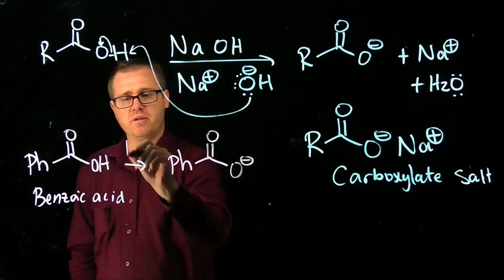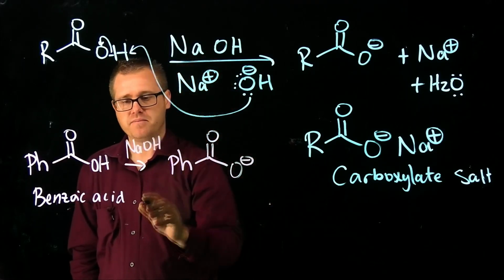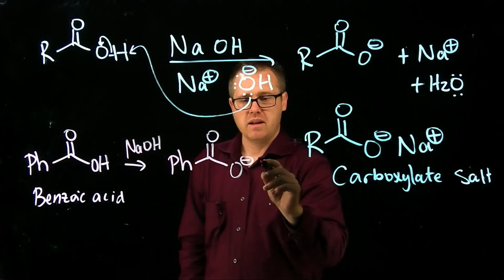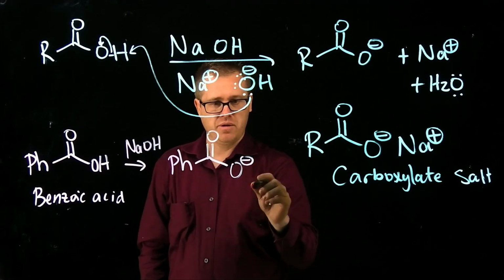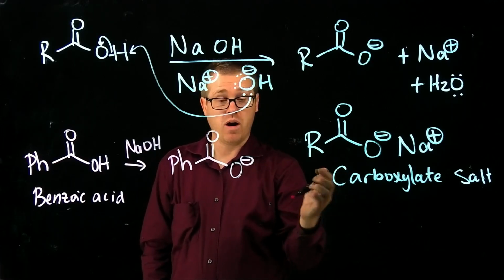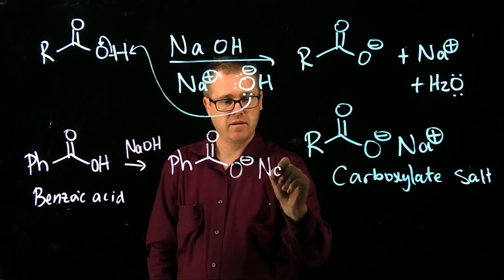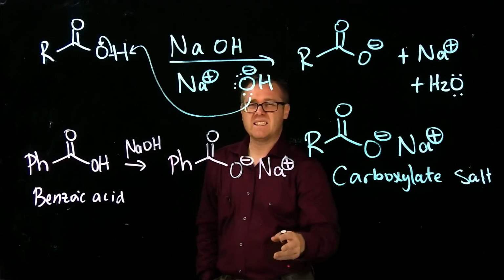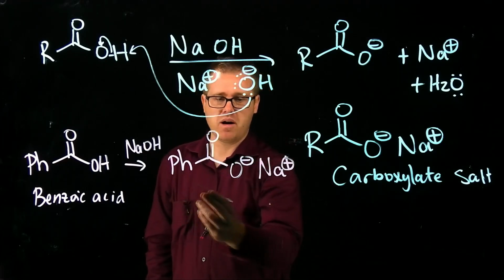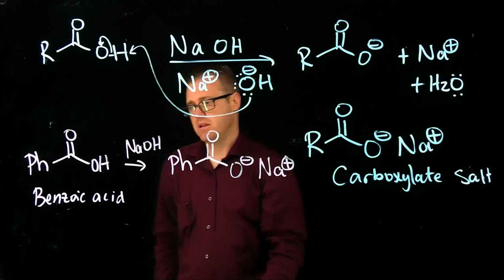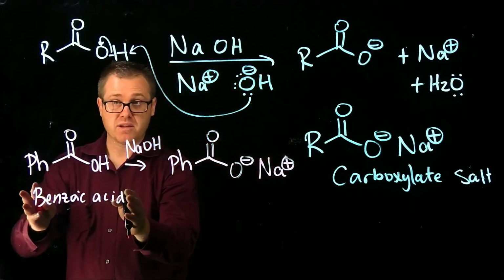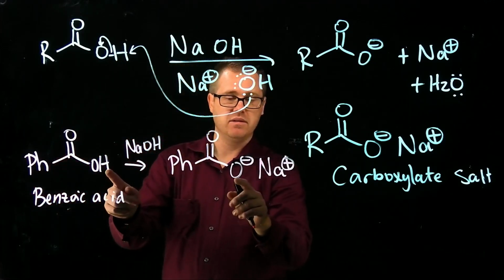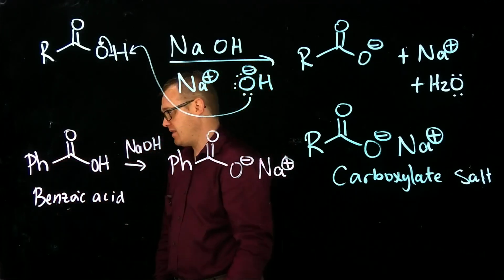Like that. Let's say we use sodium hydroxide again to form the carboxylate. And then you're going to evaporate off the water and you're going to make the carboxylate salt. Well, what is the name of that carboxylate salt? Well, we started with benzoic acid. We ripped off a proton. Now we have the carboxylate right there.